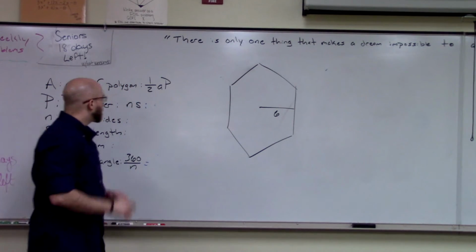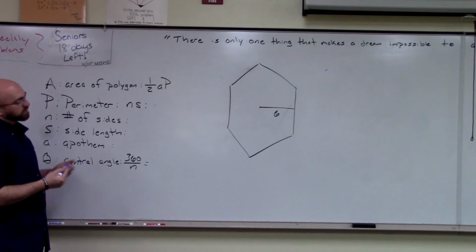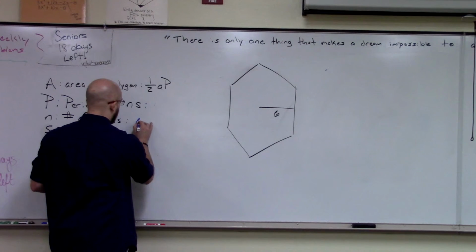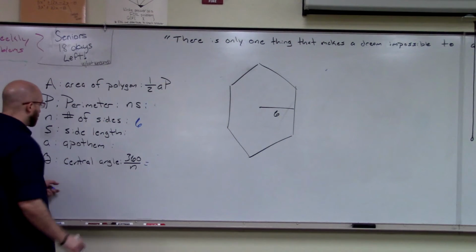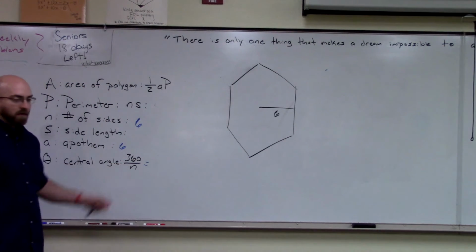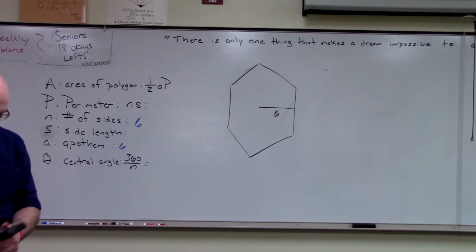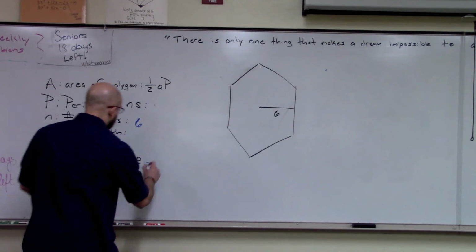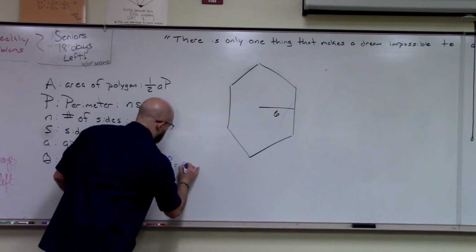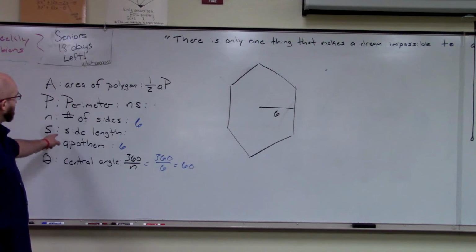And this is the nice part about this chart. You'll always have something. We'll always have the number of sides. Looks like 6. We have the apothem, which is also 6. And let's figure out our central angle, which is just 360 divided by 6, which equals 60. All right, so we need to find our side length.